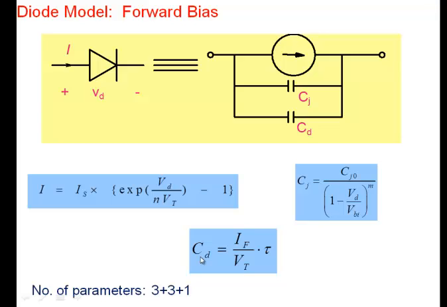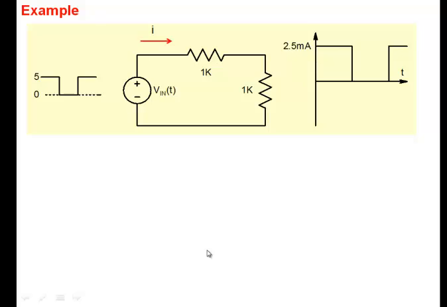So when we say there is a fast diode and there's a slow diode, how do they differ? They differ in tau here. A fast diode will have tau which is very small, and a slow diode will have tau which is large. And that's where the differences in speed come from. They alter the amount of diffusion capacitance that you see here. Okay.